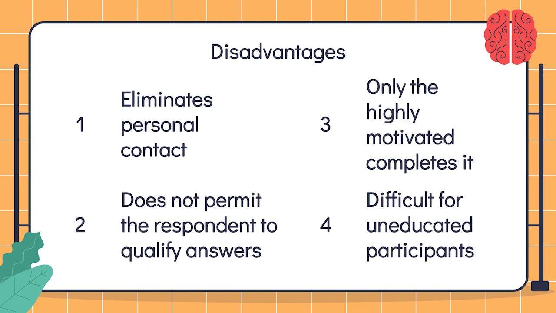2. The mail questionnaire does not permit the respondent to qualify answers to ambiguous questions or, at least, makes it more difficult. On the other hand, the more difficult it is for respondents to qualify answers, the more likely the researcher is to obtain consistent responses.